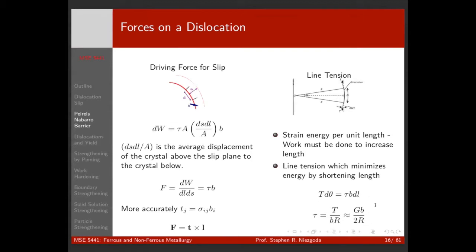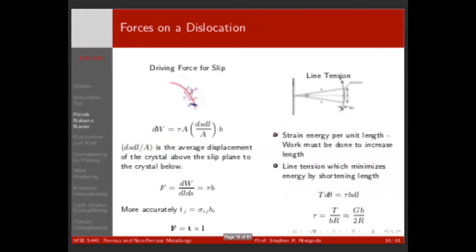And that's going to be proportional to GB over 2R. This I threw in here, the driving force for slip, because the only thing that's important for this class is that the force on a dislocation acts normal to the dislocation line, right? And so the resolved shear stress at each point is always going to be normal to the line, right? That's really the only important thing there for this class.